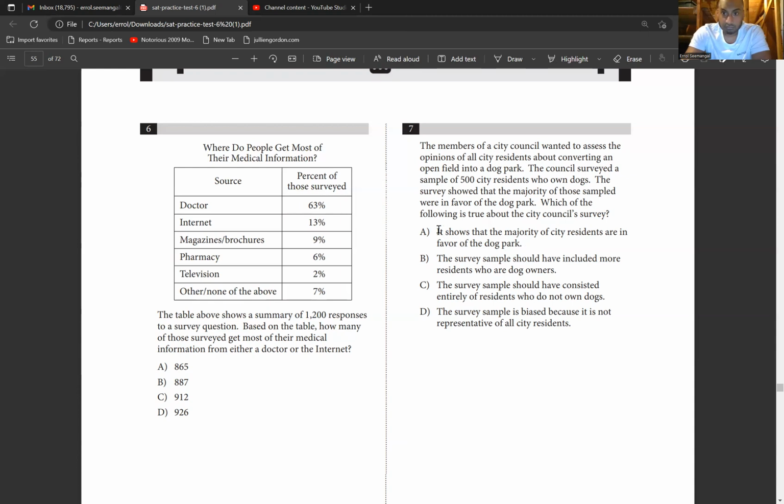It shows that the majority of city residents are in favor. Survey sample should have included more residents who are dog owners. Survey sample should have considered entirely residents who do not own. The survey sample base is biased because it is not representative of all city residents.